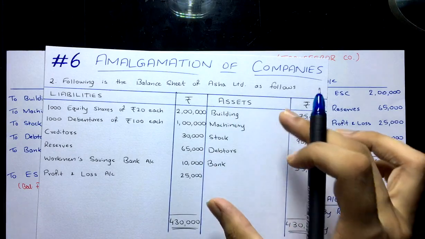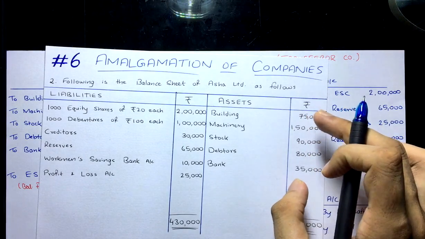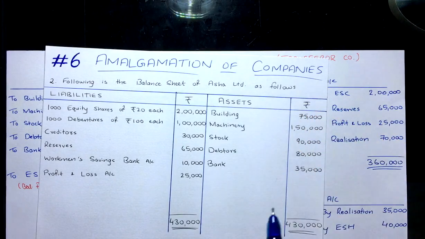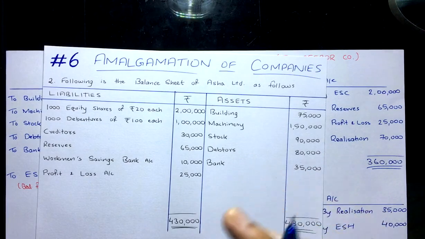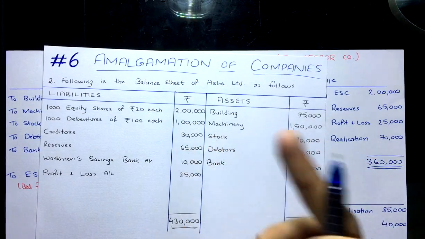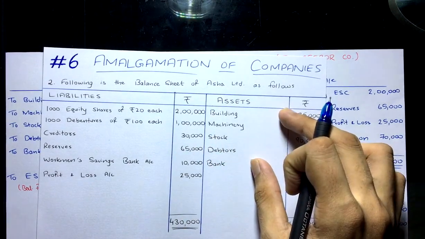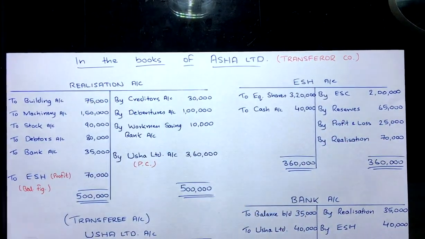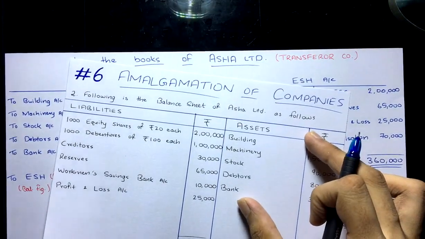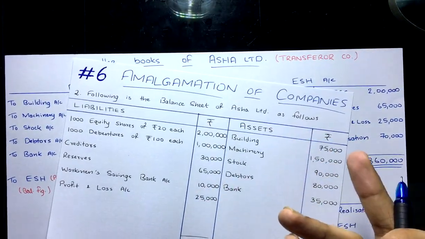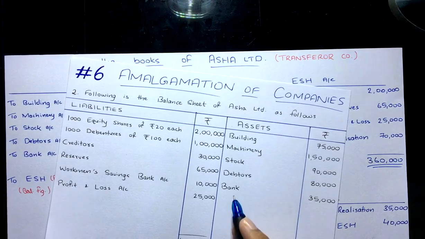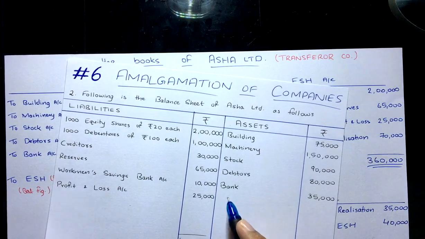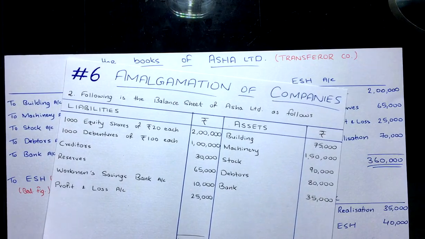We take all the assets at the book value, except the cash. We have to see whether the cash is taken over by the transferee company or not, and also the fictitious assets. We don't take fictitious assets either, but all the rest of the assets, taken over or not taken over, we take at their book values and dump them in the realization account. We have to take cash or bank only if it is taken over.